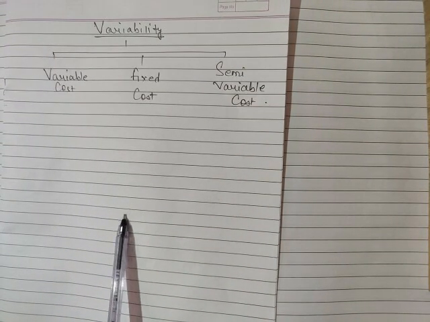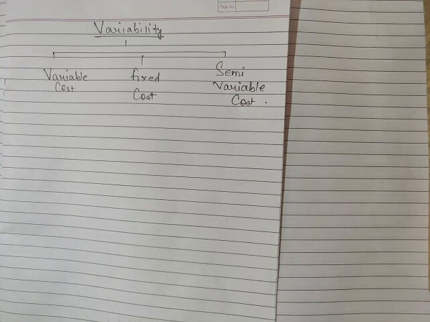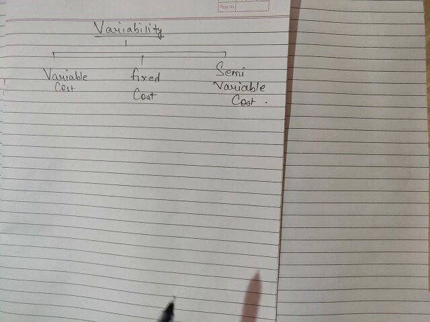Fixed cost is the cost that does not depend on how many units you produce. That is, the rent will remain fixed whether you produce 100 units or you produce 1 lakh units. Semi-variable costs are those costs which remain fixed up to a certain level, but after that limit, the costs change with each extra unit consumed by the entity.